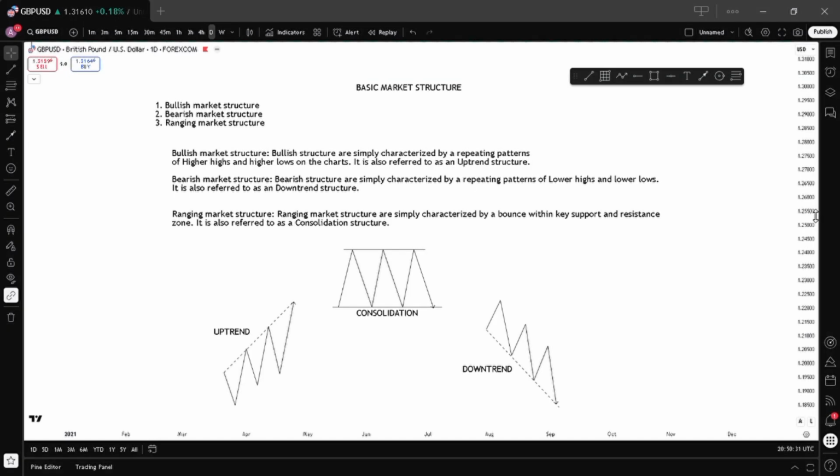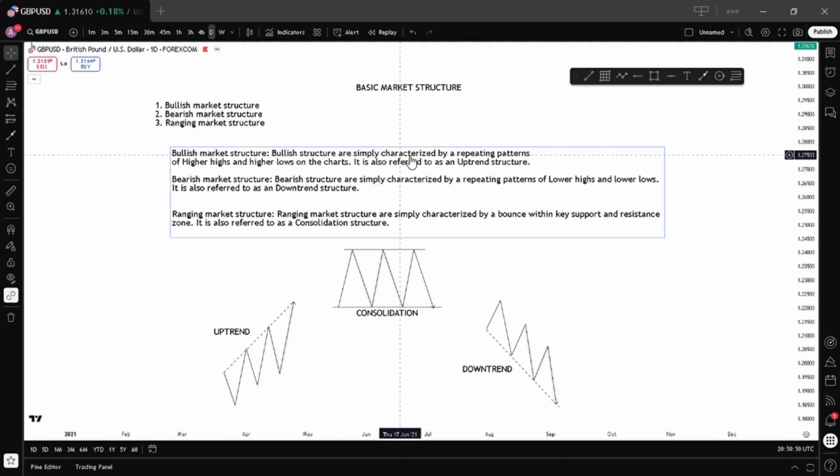So what is this market structure? Market structure can simply be referred to as the study of the market's behavior. The markets move in three basic ways. We have the bullish market structure, the bearish market structure, and the ranging market structure.